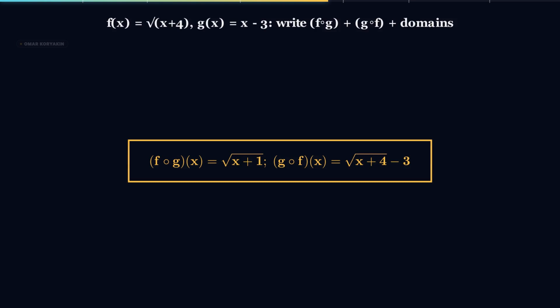The big lesson from this example is the domain analysis of compositions. The composition's domain comes from two restrictions: any restriction inherited from the inner function's input plus any restriction the outer function imposes on the intermediate result. For square root inner functions, the radicand must be non-negative. For rational outer functions, the intermediate result cannot make any denominator 0. Combining the restrictions gives the domain of the full composition.